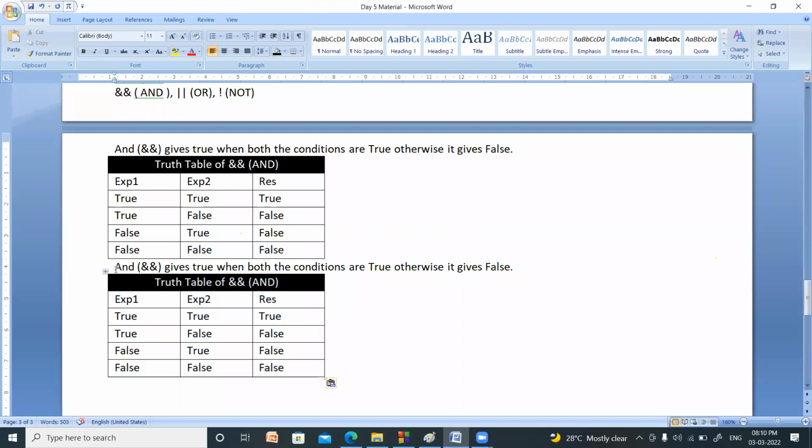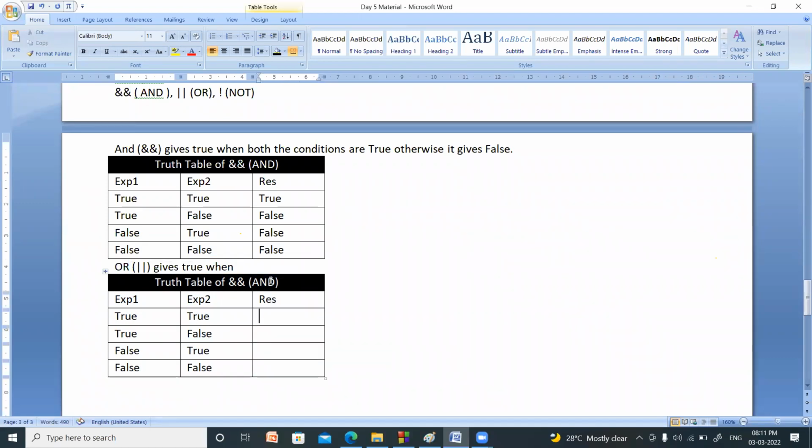Right. Next operation is OR. What is the symbol for OR? Two pipe symbols. It gives true when either one expression is true. See here. It gives true when either one expression is true. The operator name is OR. Don't bother about this one. If it is true, then your answer is true. If the first one is true, then your answer is true. If the first one is false, then only the second expression will be tested. Otherwise, it won't be tested.